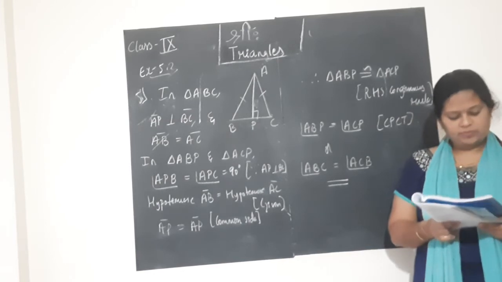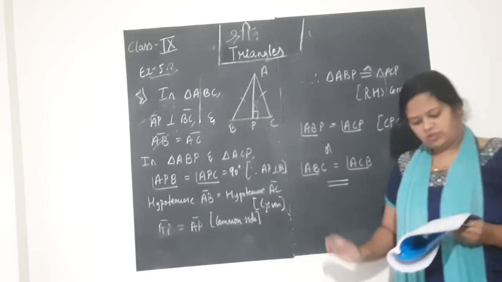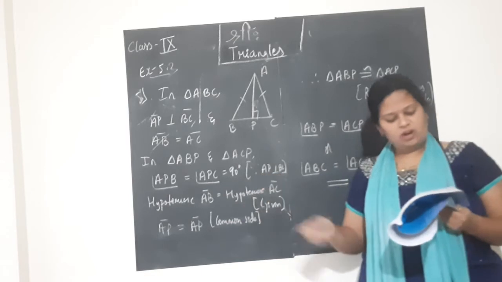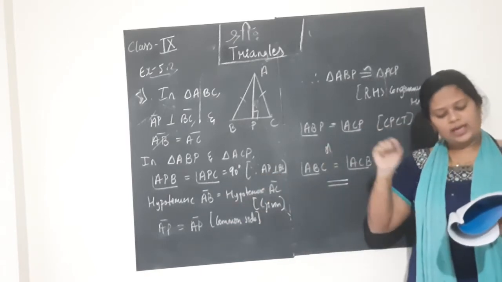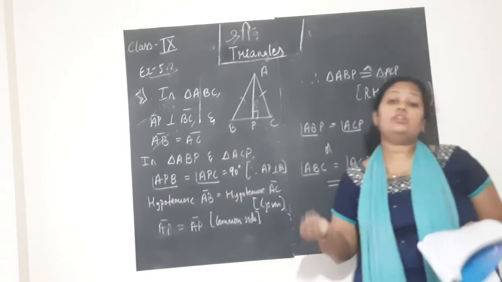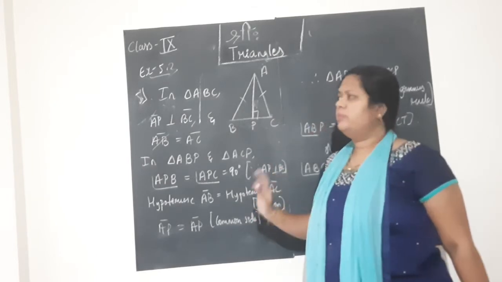That is the fifth problem. ABC is an isosceles triangle. They have not given the figure. You should draw it. With AB equals AC, draw AP perpendicular to BC to show that angle B equals angle C. Very simple it is.